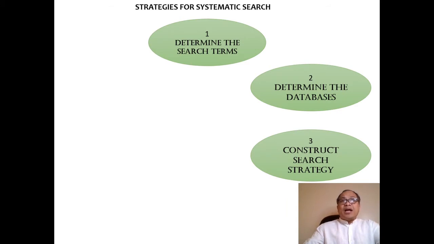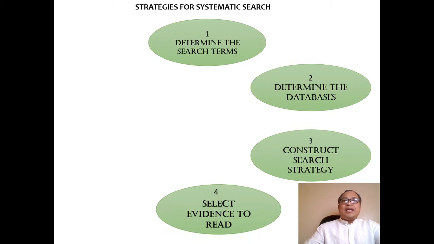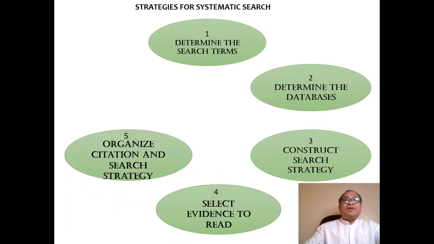Then you will construct a search strategy. This is a procedure on how you will write a word or a group of words into the search box of the database. It will be followed by selecting the evidence to read. When we select the evidence to read, we classify them according to the type of question, and each type of question has a corresponding hierarchy or level of evidence that we will follow.